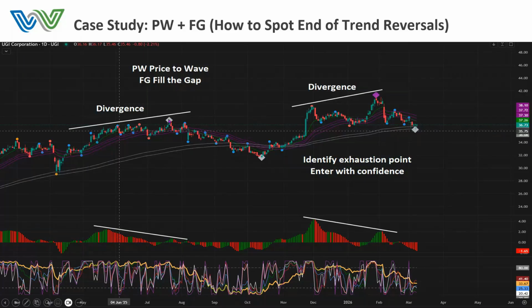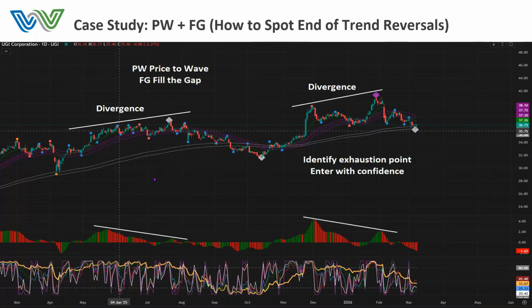Price makes a new high, the awesome oscillator makes a lower high. This tells us that the market is running out of steam. And it happens twice here. Twice we see divergence. Is divergence always this perfect? Perfect meaning that we have divergence at the end of the move? We don't always have divergence.